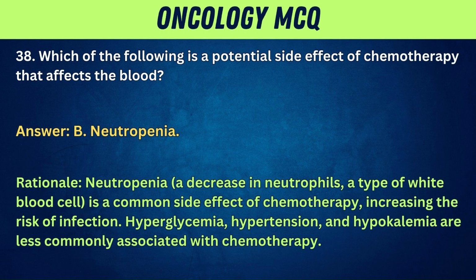Neutropenia. Rationale: neutropenia, a decrease in neutrophils, a type of white blood cell, is a common side effect of chemotherapy, increasing the risk of infection. Hyperglycemia, hypertension, and hypokalemia are less commonly associated with chemotherapy.